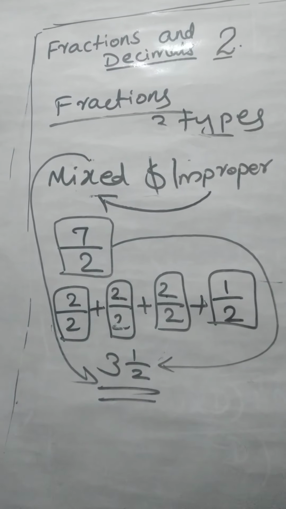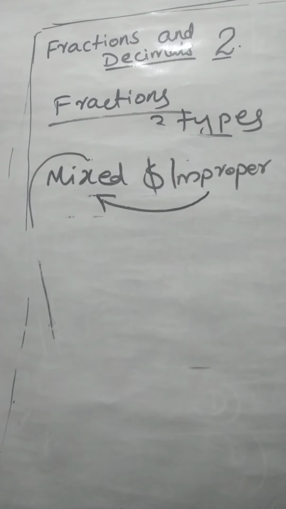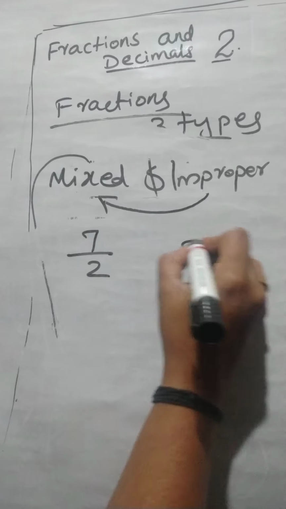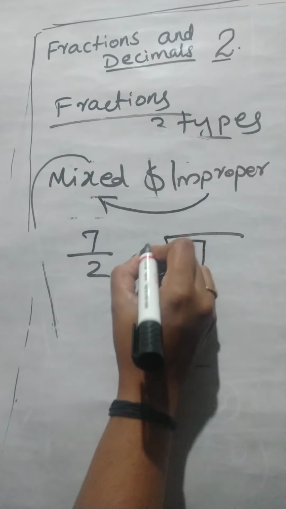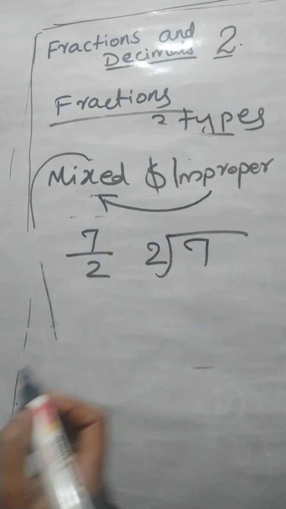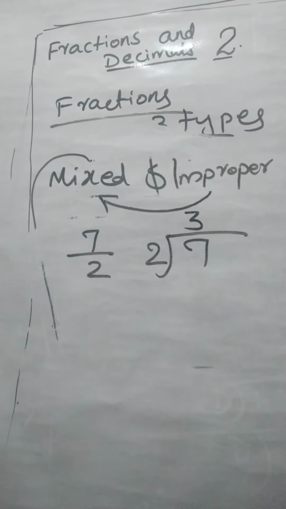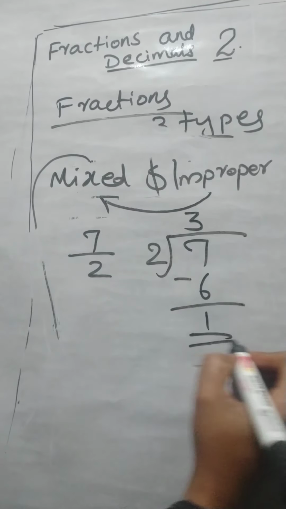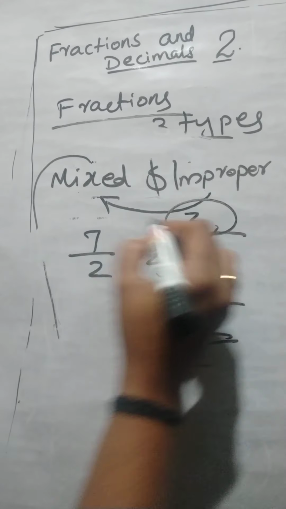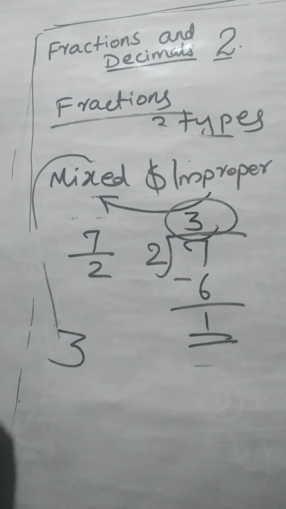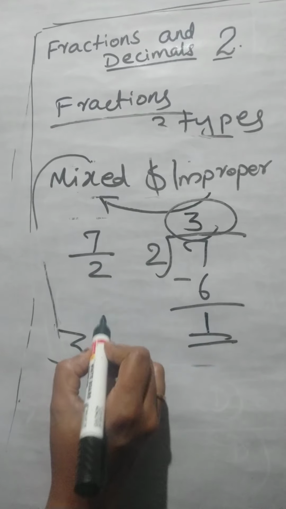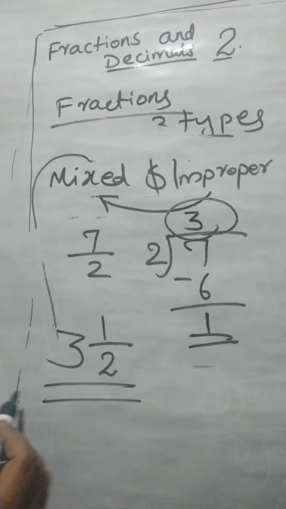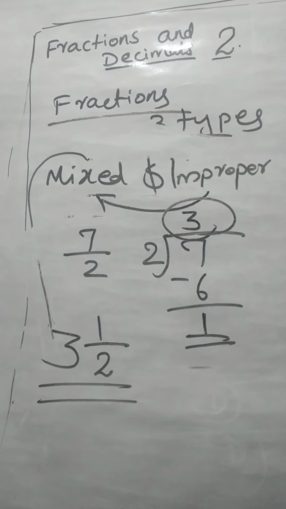How can we do it in another way? Now our question was 7 upon 2. We can divide 7 by 2. How many 2's are there in 7? 3 2's are there in 7. 3 2's are 6. Then subtract, 1 will be the remainder. This quotient 3 we have to mention here, the remainder will be there, and 2 will be here. This is the equivalent mixed number.